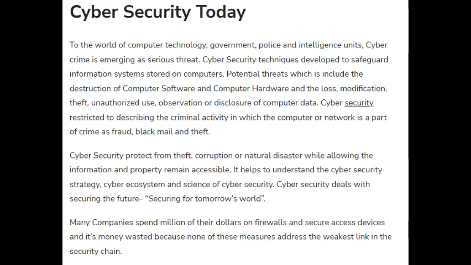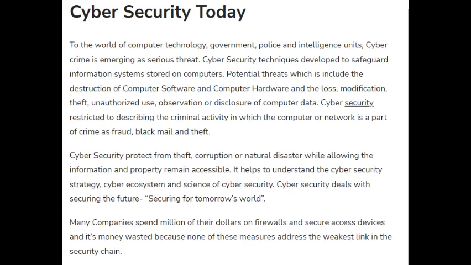Potential threats include the destruction of computer software and computer hardware, and the loss, modification, theft, unauthorized use, observation or disclosure of computer data. Cybersecurity is restricted to describing the criminal activity in which the computer or network is a part of the crime, such as fraud, blackmail, and theft. Cybersecurity protects from theft, corruption or natural disaster while allowing the information and property to remain accessible.